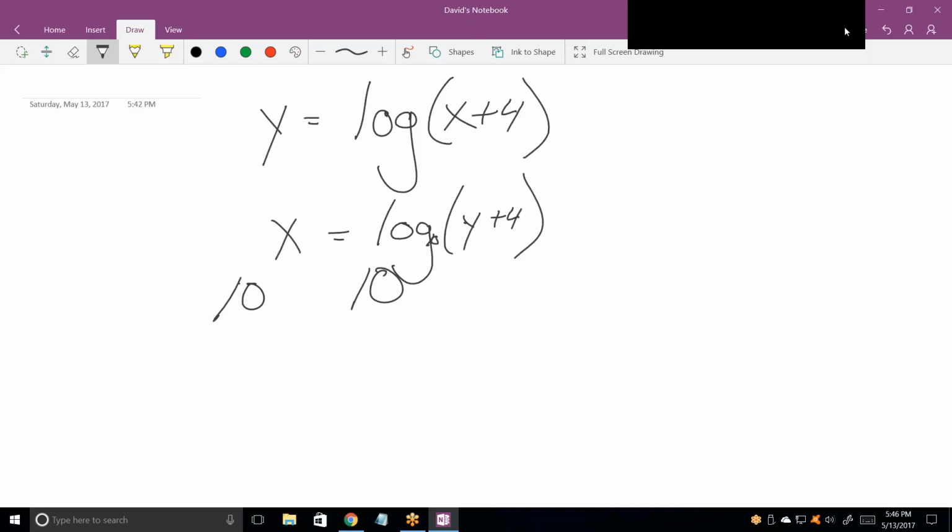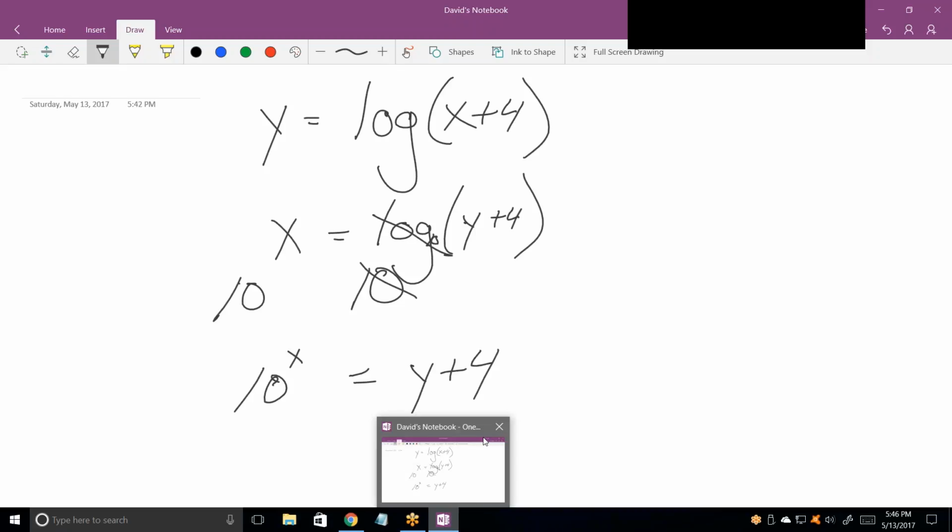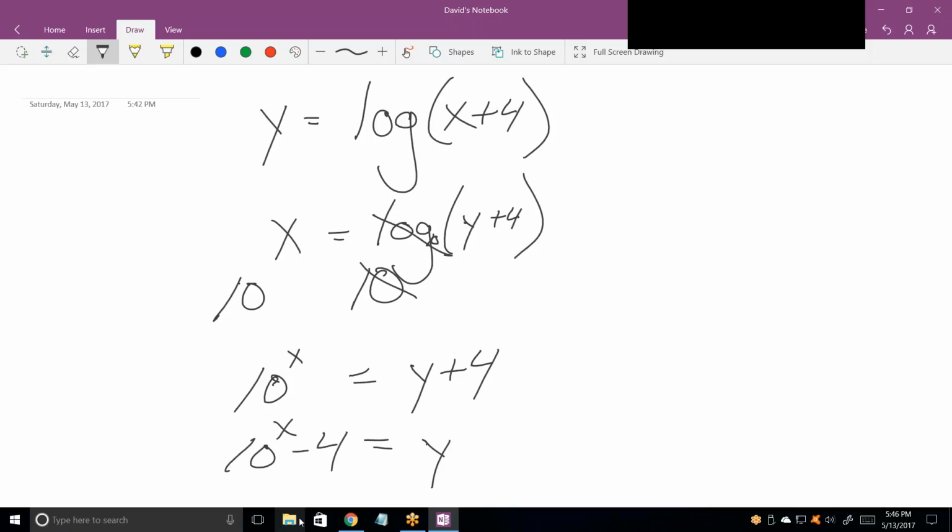Because now I've got 10 to the x power on the left, but this effectively disappears, and what I've got on the right is y plus 4. So what's y equal to? y is equal to 10 to the x minus 4. I guess that's the answer. The only thing is it's not really correct to call it y anymore.